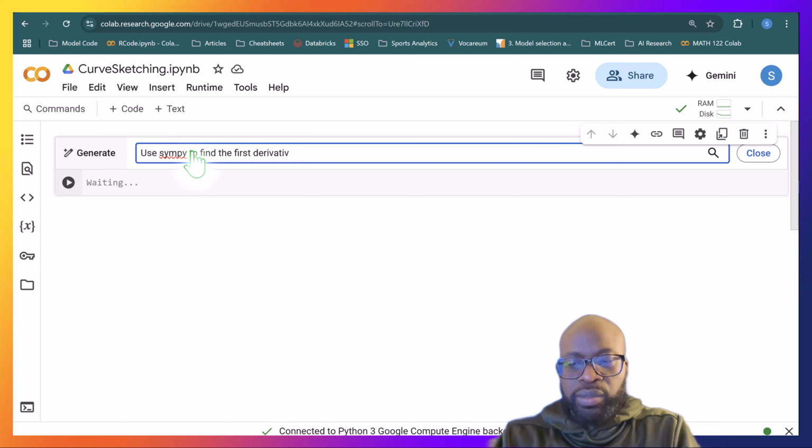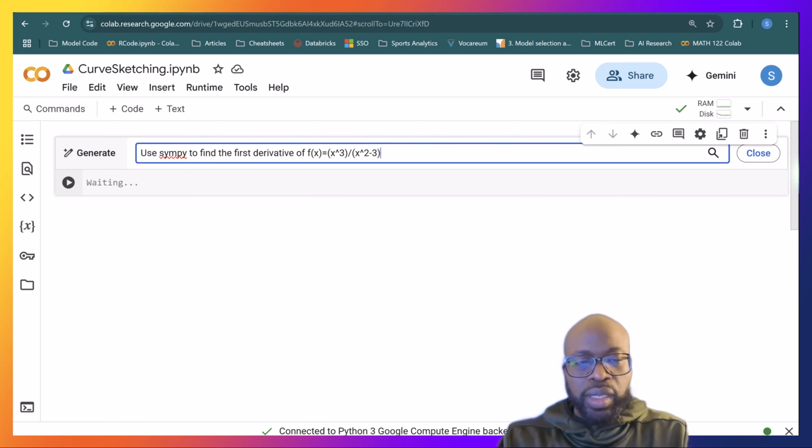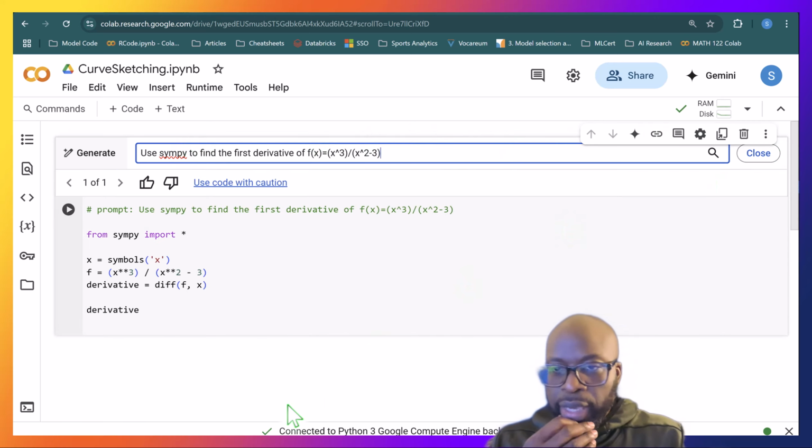Okay, so let's use SymPy to find the first derivative of the function. You have to be a little bit adept with this LaTeX type of syntax. Okay, and then just to make it clear that we want to do it like this, the basic thing you have to know is that the caret is an exponent. Okay, so x squared minus 3, bam, enter, and AI does what we need.